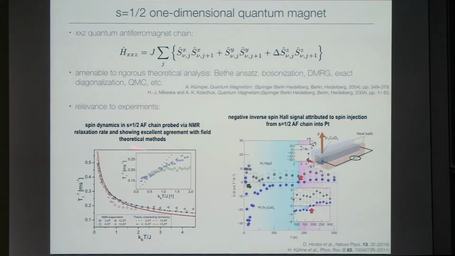There were NMR experiments showing very nice agreement between theory and experiment. And also recently the Tohoku group demonstrated the spin Seebeck effect in quantum spin chains, I believe in the strontium copper oxide material. This shows that this kind of platinum spin injection and detection scheme may also be applicable to these one-dimensional quantum magnets as well.